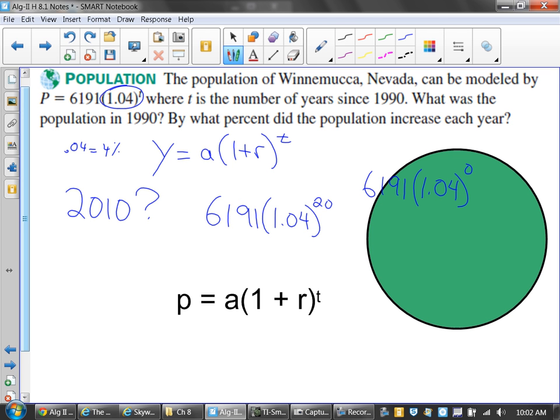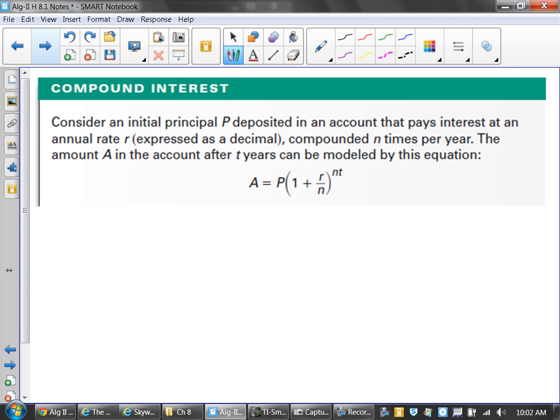Couldn't you just put it on the calculator? You can do that as well. Use your table function, it works just the same. Then it's 13,565 either way. Okay? Let's try another one.